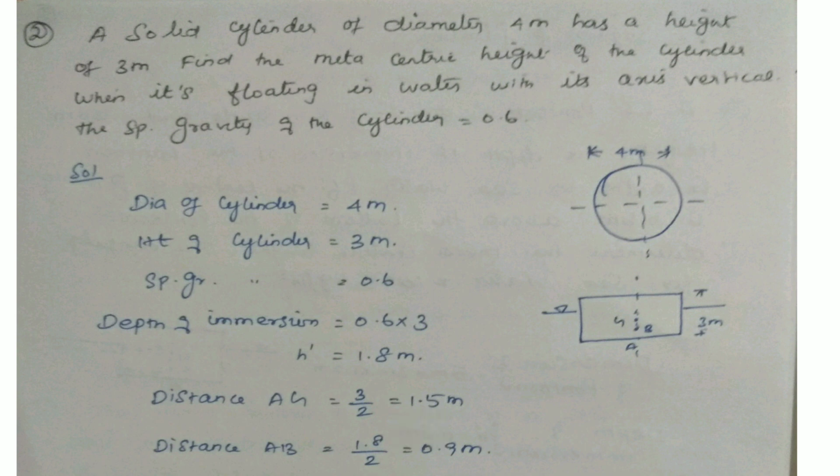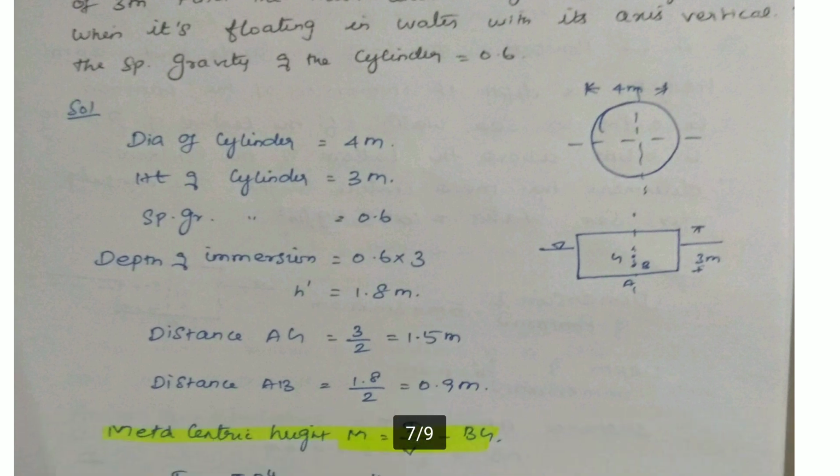So the depth of immersion is the specific gravity of the cylinder multiplied by the height of the cylinder. So 0.6 into 3, you will get 1.8 meter. Now, AG equal to 3 by 2, that is the center of gravity, and distance AB from the bottom is 1.8, that is the depth of immersion, 1.8 divided by 2.